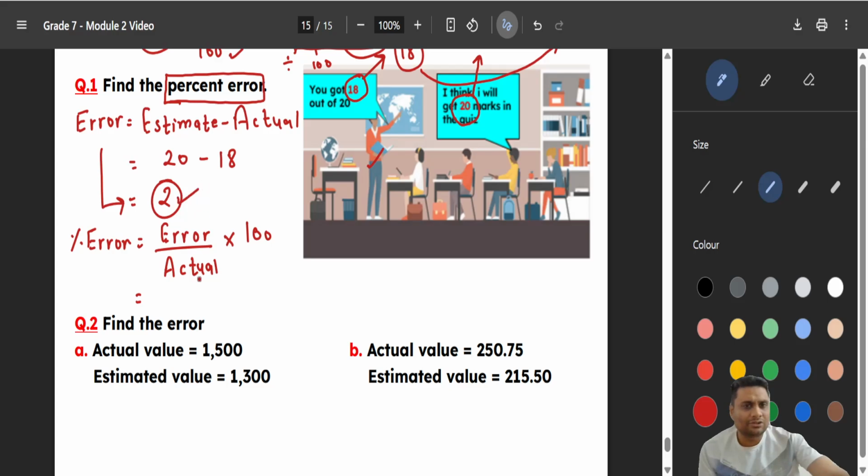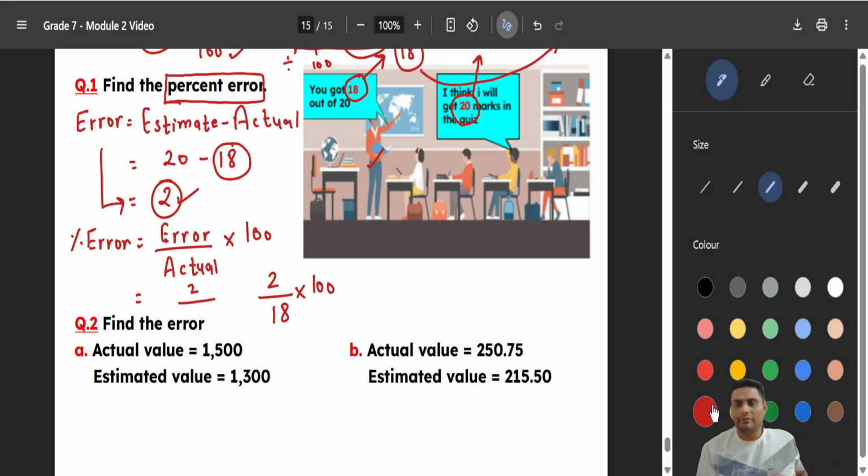So what is the error? 2 divided, let me do it here. The error is 2, right? Divided by the actual value, which was how much? Actually he got 18 marks, right? So actual will be 18, then times 100.